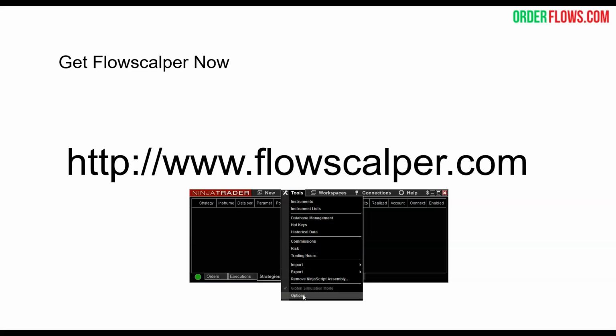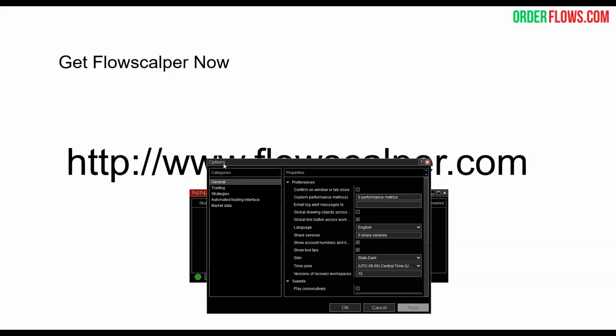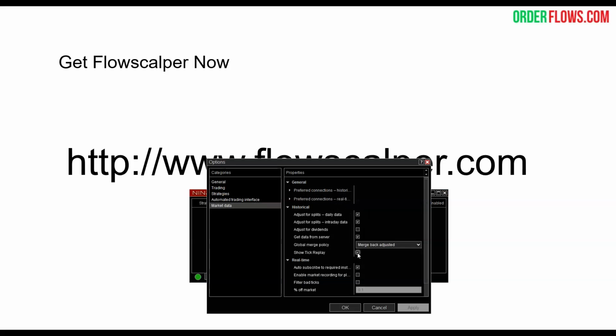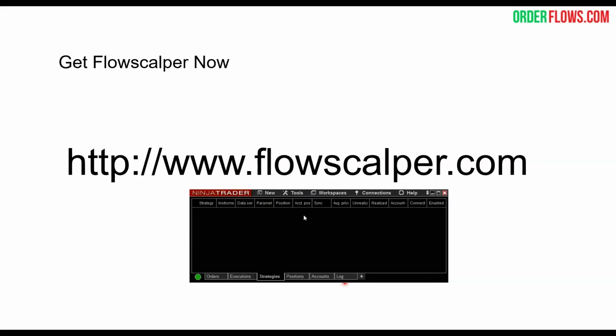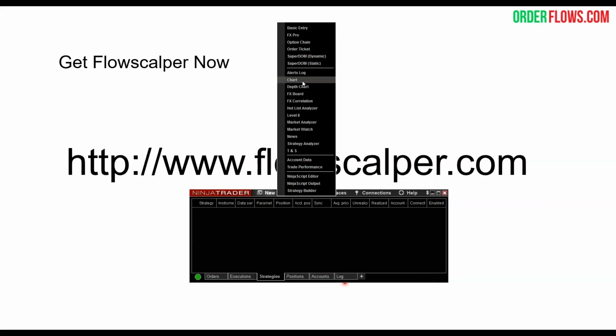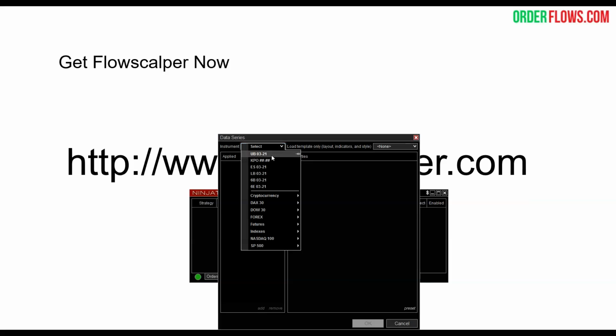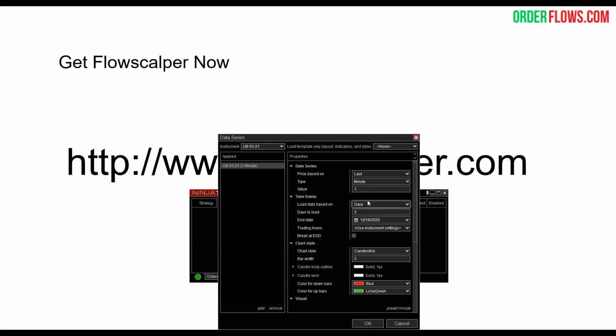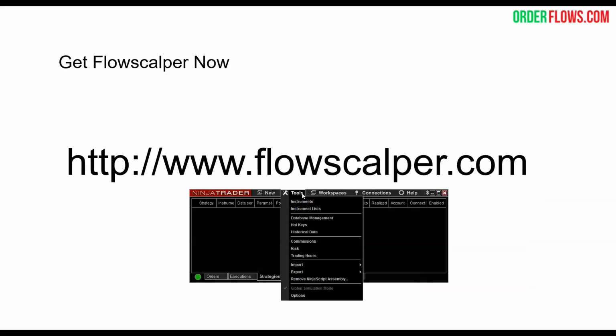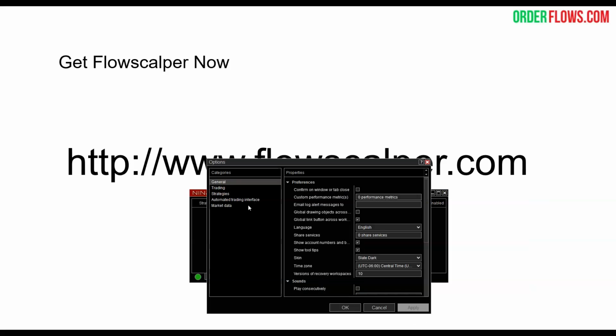You've got to go to Tools, go to Options, under Market Data, Show Tick Replay. Make sure that's ticked, because if it's not ticked, this is what it's going to look like. Chart, right? I'll open the chart. You'll see there's no function here for tick replay. You have to have it turned on. You have to have it enabled.